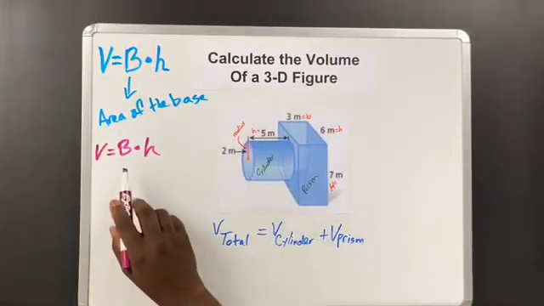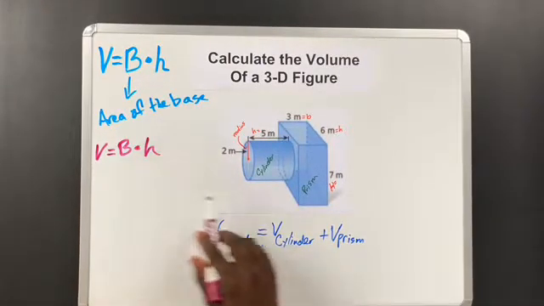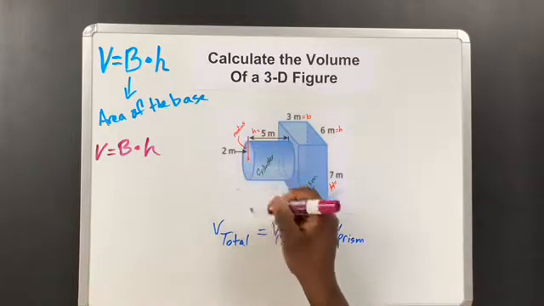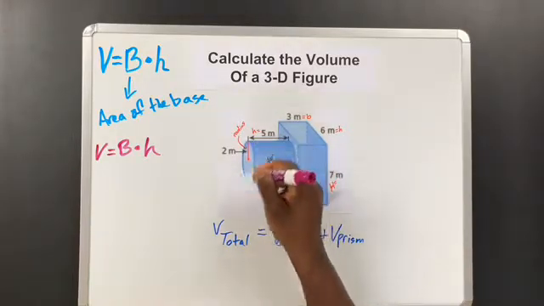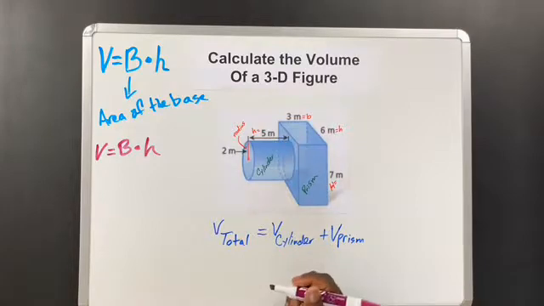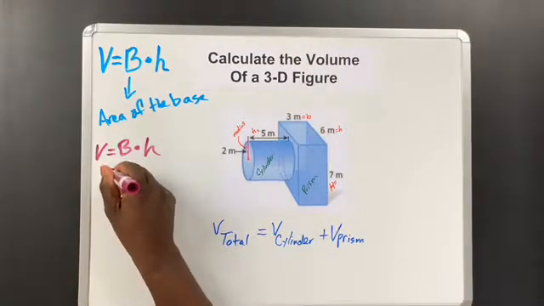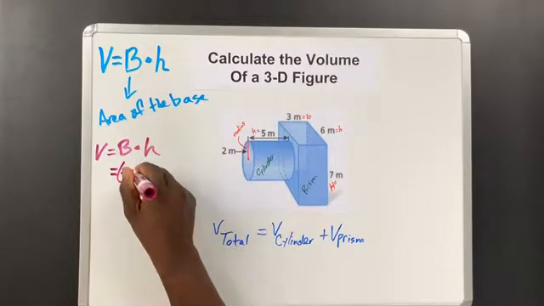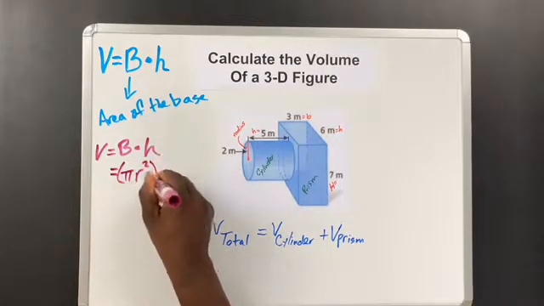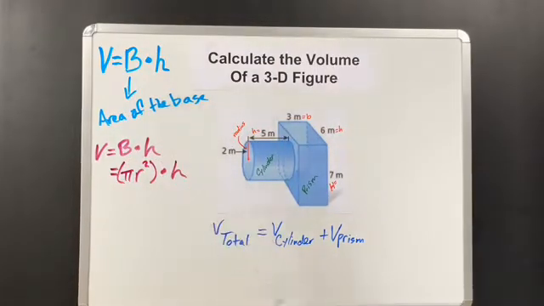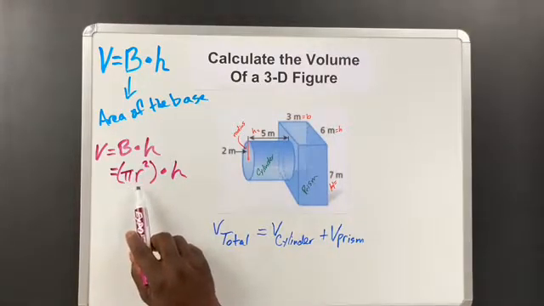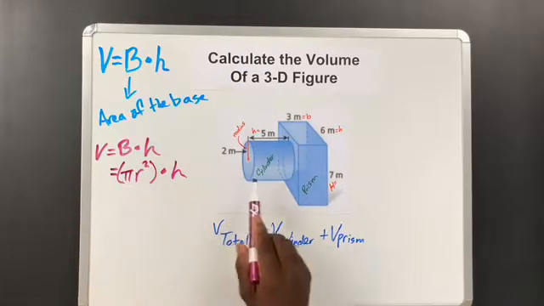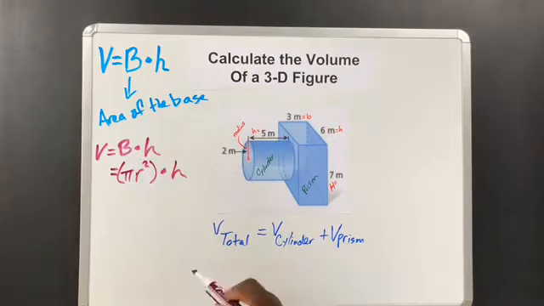Now, big B in this case, the area of the base, we want to calculate, use the formula for the area of a circle. All right, so what's the formula for the area of a circle? Pi times r squared, that's right. So we're going to put that in parentheses, pi times r squared times h. So notice we substituted the formula for the area of a circle for big B.